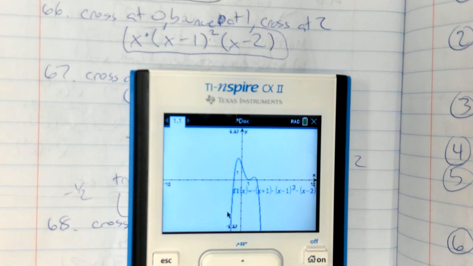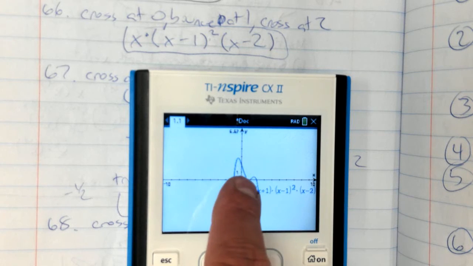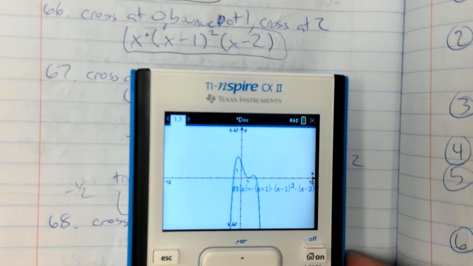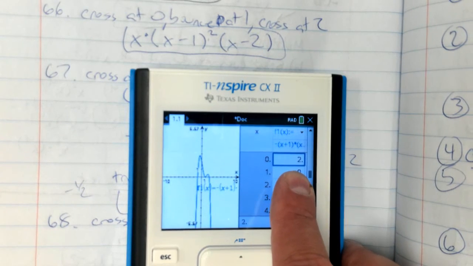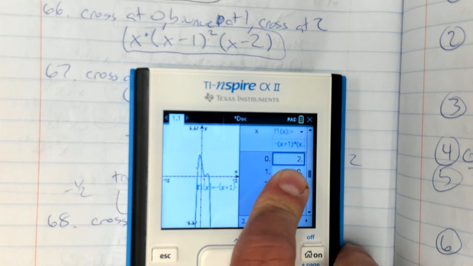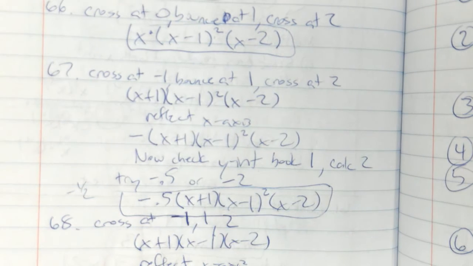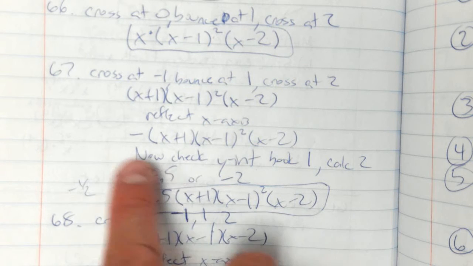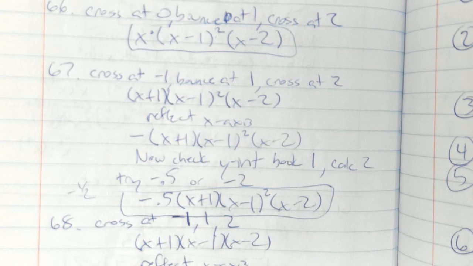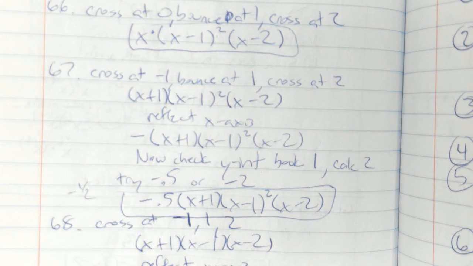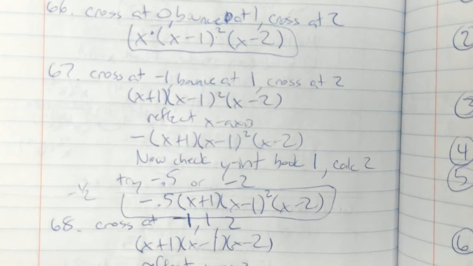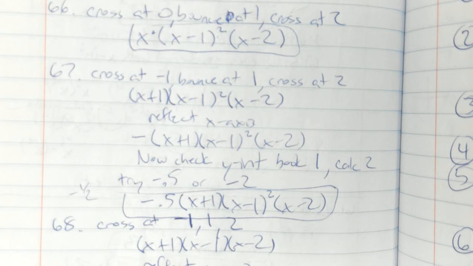Okay, so now it's oriented right, except the problem is my y-intercept. So if I go to my table, I can see my y-intercept is 2, but I want 1. And so just my thought process was I'm going to either try -0.5 in front or -2. And the one with -0.5 worked. So you just have to plug in numbers and try. So I put -0.5. I think the key has -0.5 as a fraction. It doesn't matter.